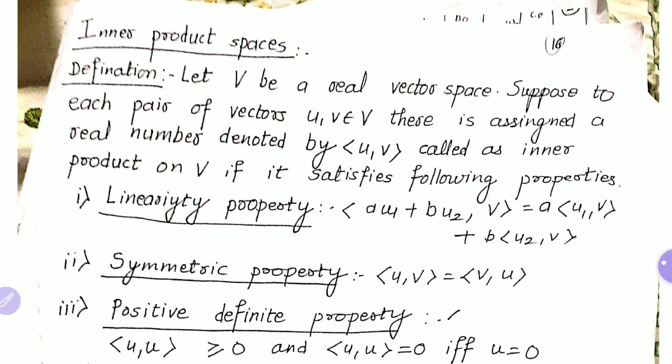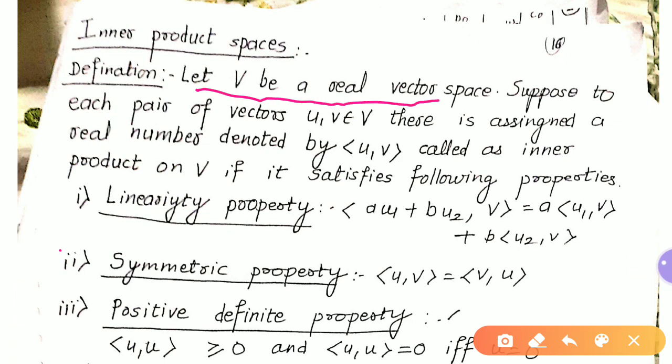Let V be a real vector space. Suppose to each pair of vectors u, v belonging to V, there is assigned a real number denoted by this symbol. This symbol we use to denote the inner product of two vectors in the vector space, and this quantity <u, v> inside the bracket is called the inner product of two vectors on the vector space V if it satisfies the following properties.